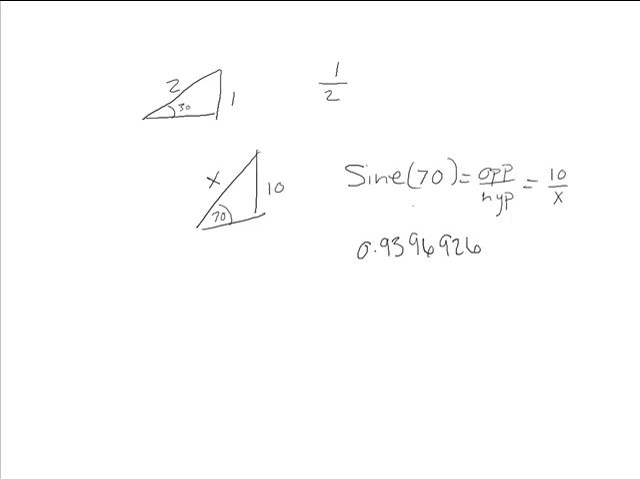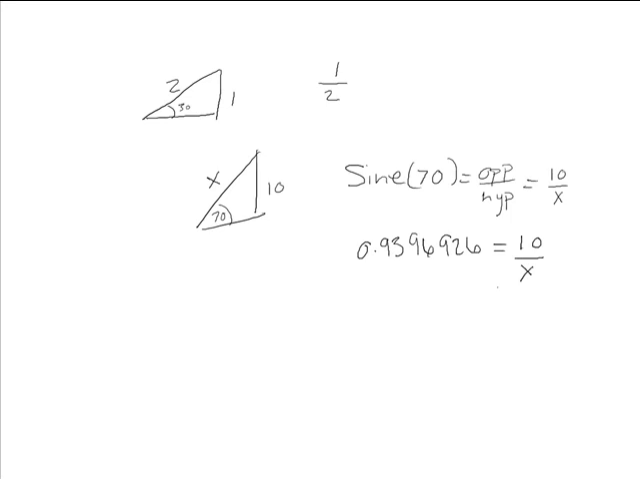So we've got that 0.9396926 is equal to 10 over x. Before I start doing the algebra of this, I want to talk about what this actually means, what we're trying to find when we're looking for x.